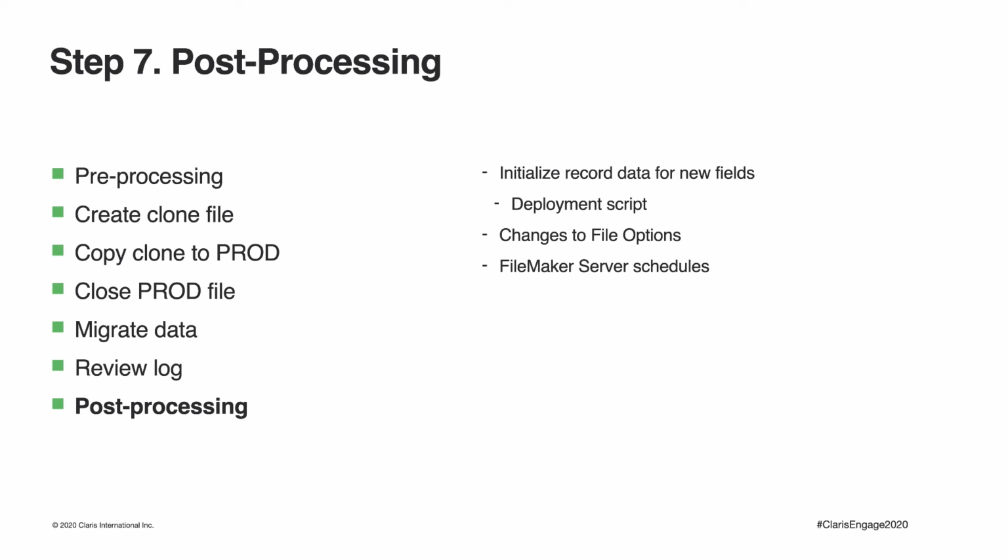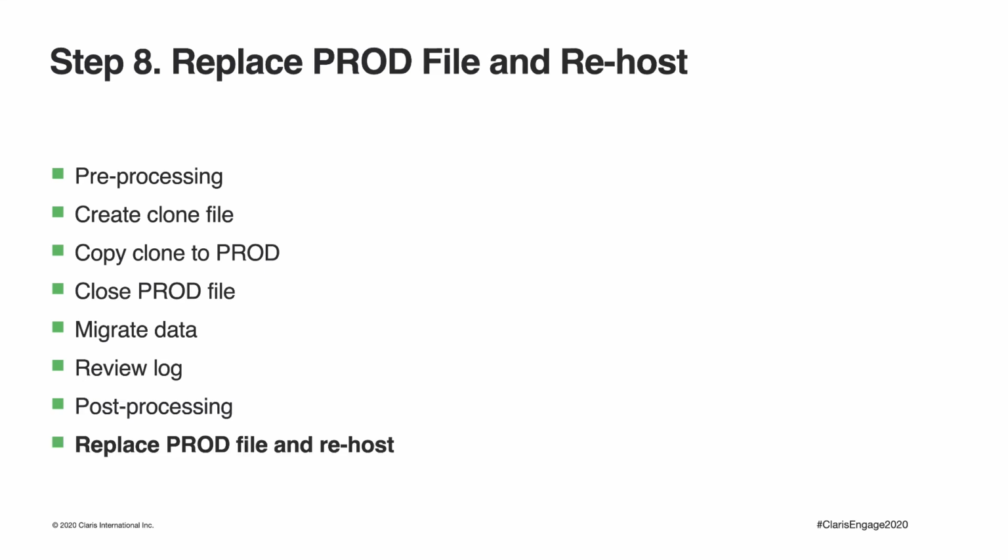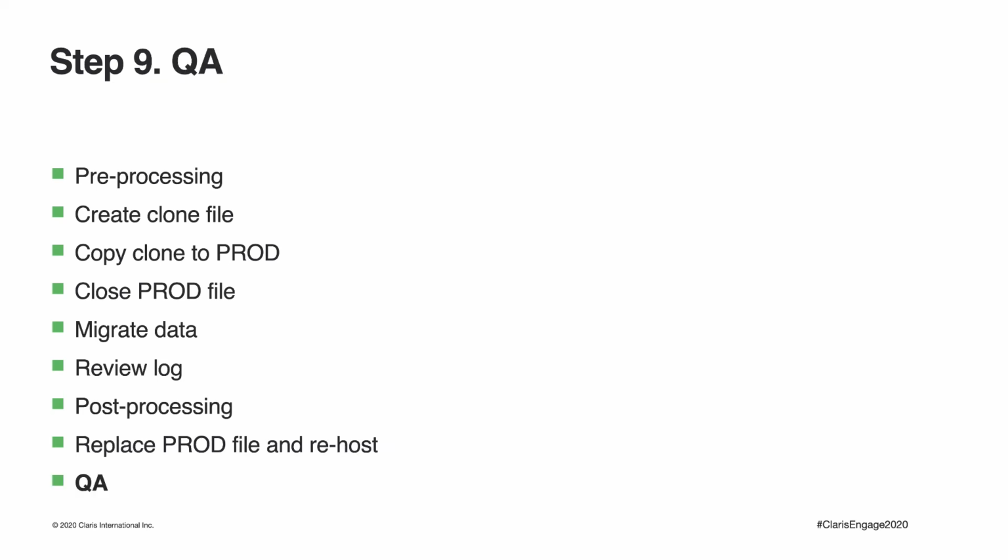Once the post-processing tasks have been done, you're ready to replace the original production file and rehost the file. After the file has been hosted, it's time to do QA. Your changes should have gone through testing by this point. So the goal here is not so much to do functional testing of those changes. Instead, the focus should be on doing integration testing for those features that rely on settings or external factors that are different in production than in development.